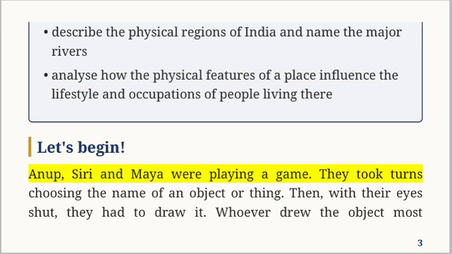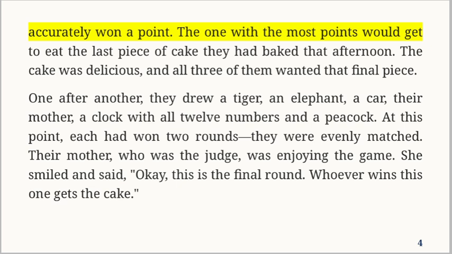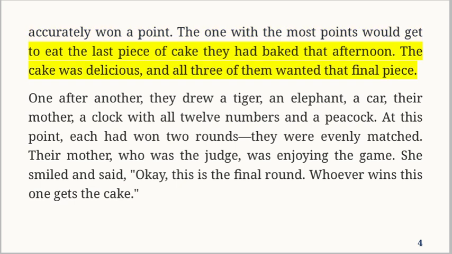Let's begin. Anoop, Siri and Maya were playing a game. They took turns choosing the name of an object or thing. Then, with their eyes shut, they had to draw it. Whoever drew the object most accurately won a point. The one with the most points would get to eat the last piece of cake they had baked that afternoon. The cake was delicious, and all three of them wanted that final piece.